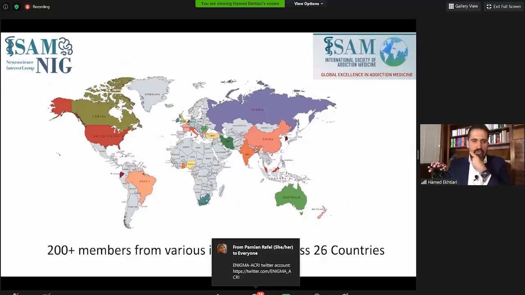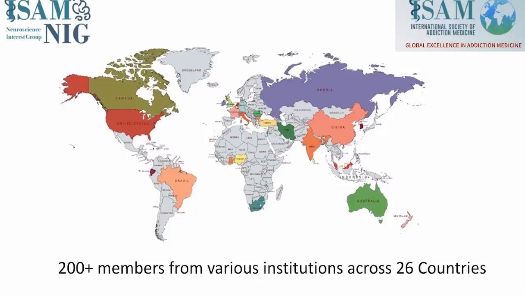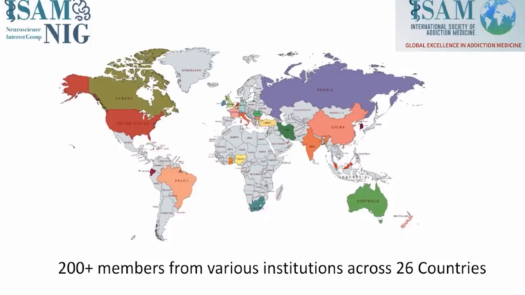And the last network that I'm going to give you an introduction to would be a network that we have in the International Society for Addiction Medicine. We have a neuroscience interest group, which is mainly focused on any aspect of neuroscience that will be related to addiction medicine. And we have more than 200 members around the world. And Panyan, who's online right now with me, is the executive secretary of the network. And we highly encourage those who are interested in this field to join us.